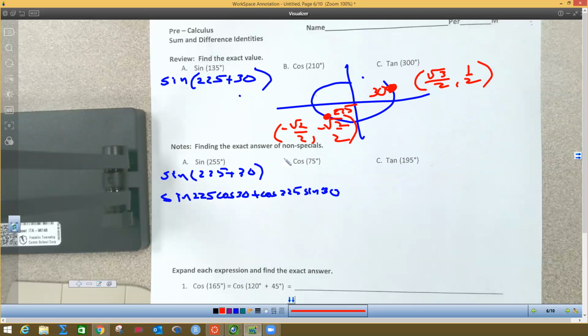So sine of 225 is this y value right here, so this is negative radical 2 over 2. Cosine of 30, I go over here, the cosine is this part right here, so this is radical 3 over 2. You put a plus sign, keep that plus sign right there. Go over here, the cosine of 225 is this x value right there, which is negative radical 2 over 2. And the sine of 30 is this y value over there, which is 1/2.